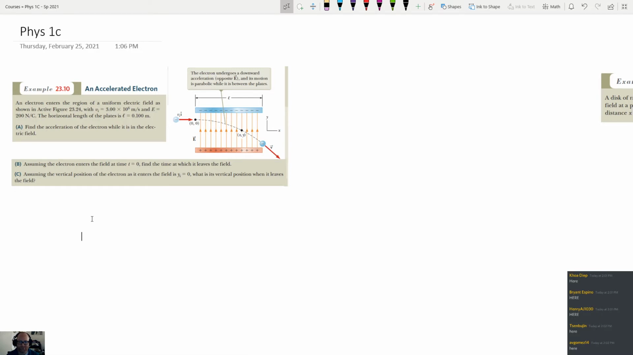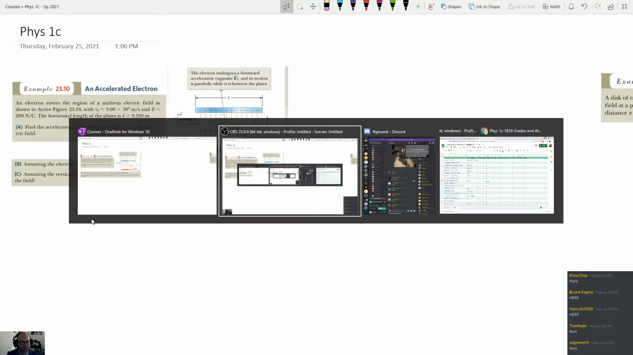So take some time to read that and think about it, and see if you can tell me how we would find the acceleration of this electron while it's in the field.